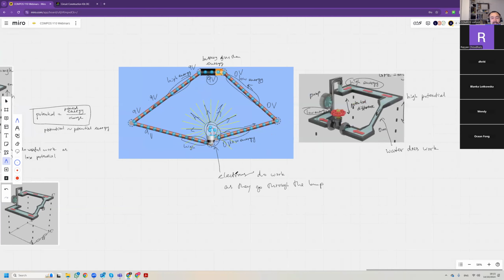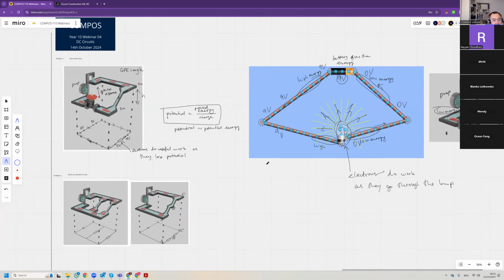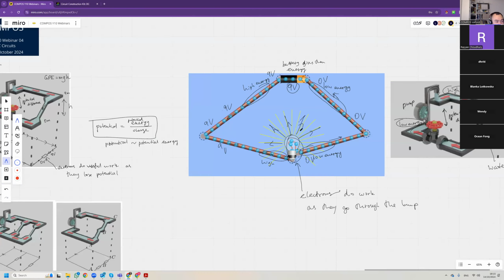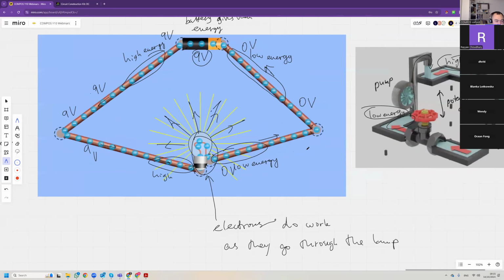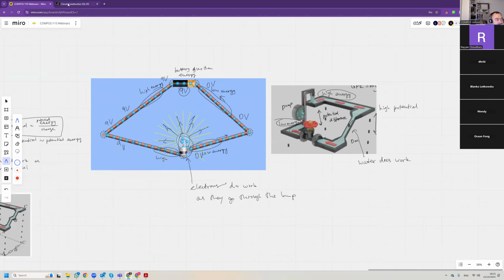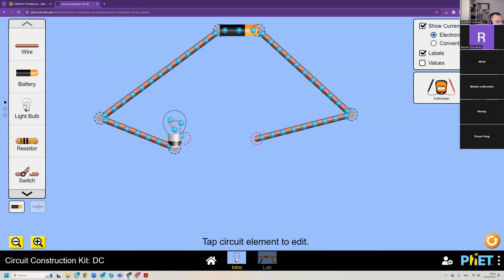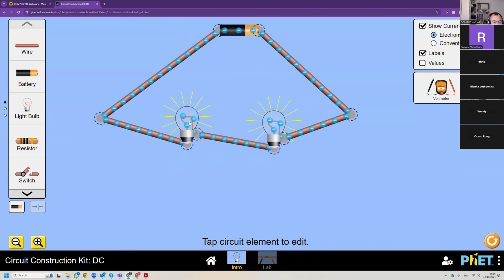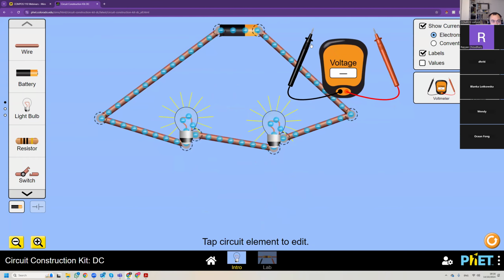Okay, good. So when we say high potential, we basically mean electrons have high energy. And this is what potential difference is. Potential difference is the difference in potential. So for example, if we were to take 2 lamps and we measure the potential, the voltmeter measures the potential difference, the difference in energy.